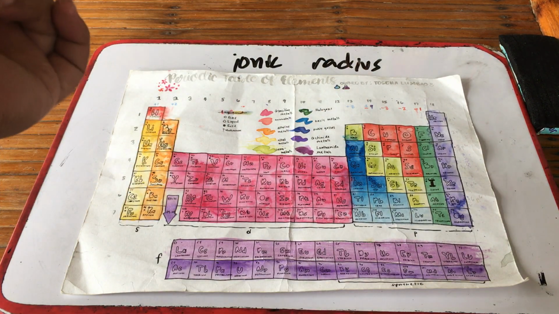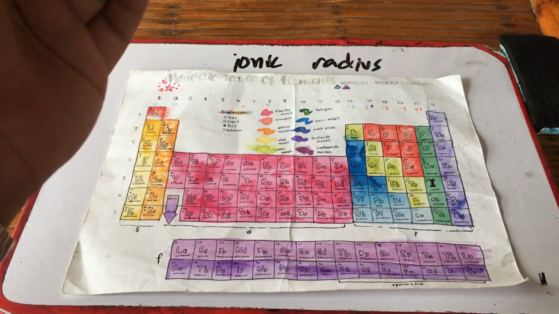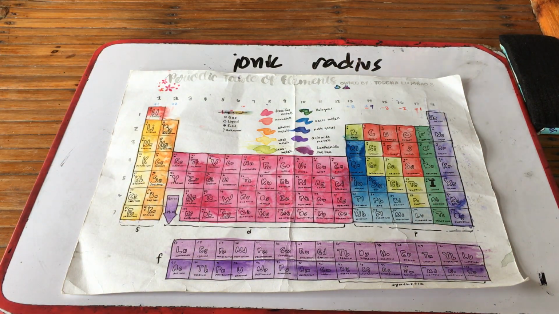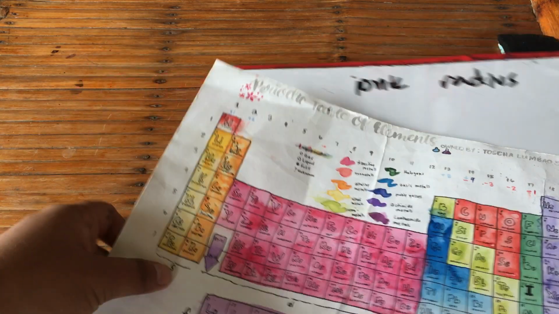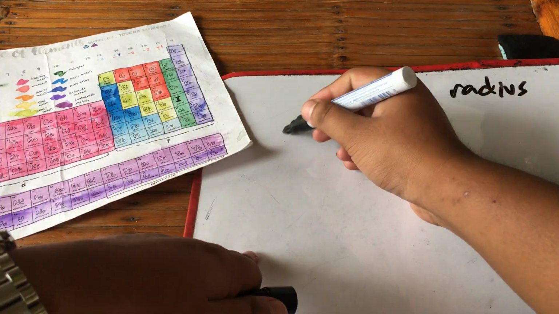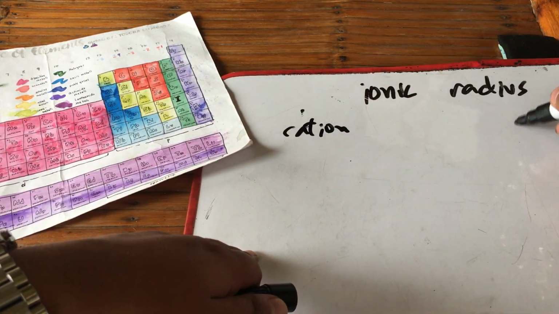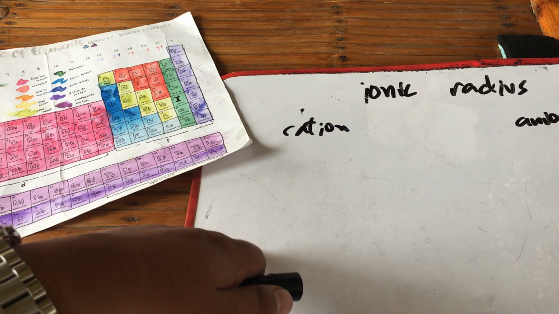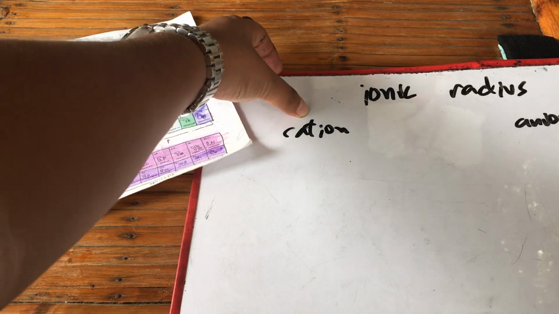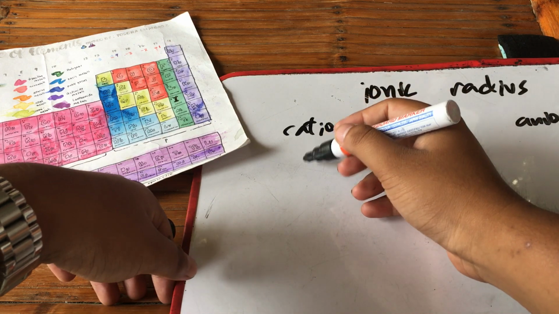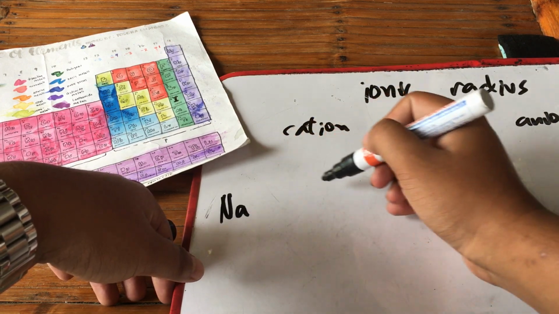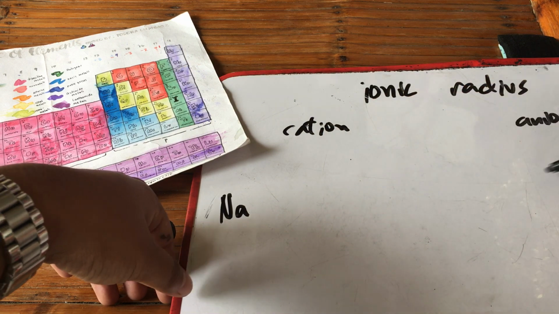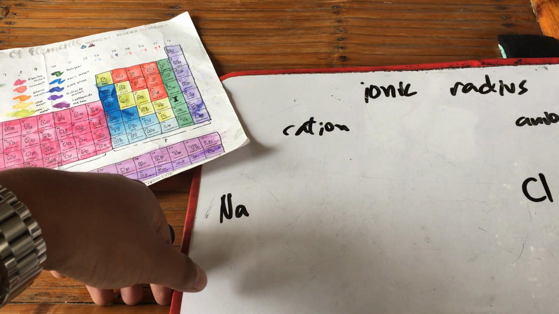Of course, atoms and ions are different. If you can still remember our discussion, ions are charged atoms, slightly charged atoms. Our cation and anion. What would happen if an atom becomes an ion? So let's take sodium chloride for example. Sodium for my cation and then chlorine for my anion.